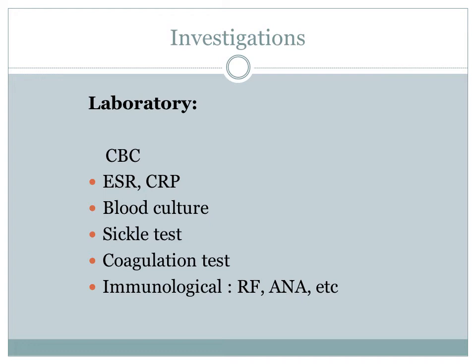Also, a sickle test can be done in case of sickle cell anemia, which can lead to painful limping. Coagulation tests for the presence or absence of coagulopathies. Some immunological tests can be used, and they are specific if you are thinking of a case of inflammatory joint disease, such as the rheumatoid factor and antinuclear antibody test.